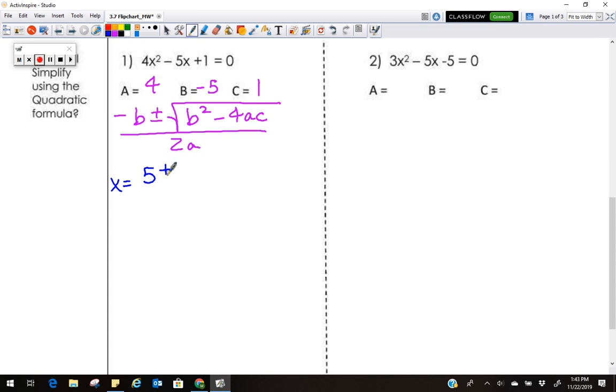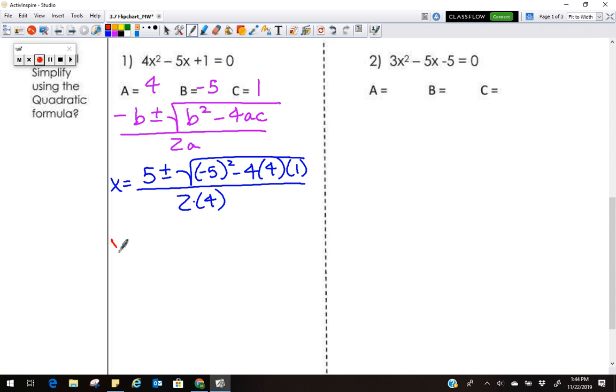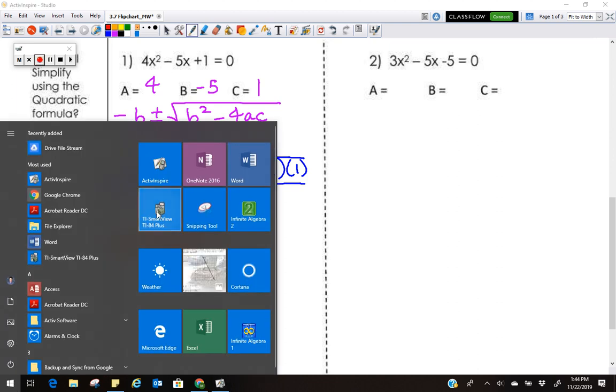So that's going to be 5 plus or minus the square root of b squared. So that's going to be -5 squared minus 4. 4 is always part of the formula, times a, which in this problem is 4, times c, which in this problem is 1, all divided by 2 times 4. Okay, so I'm going to skip colors here so you can see we're doing different steps. So the next thing I do is I rewrite everything except what's underneath the square root sign. So I have 5 plus or minus something, all divided by 8. Then at that point I go to my calculator to simplify the rest.